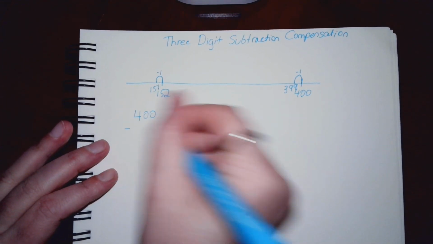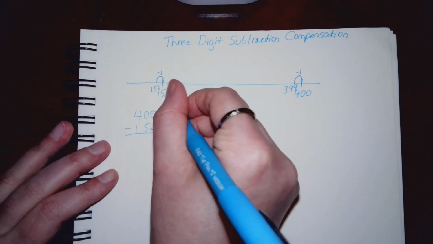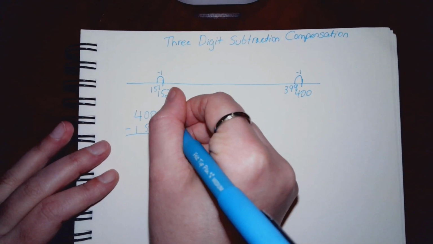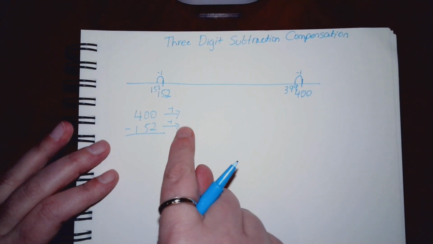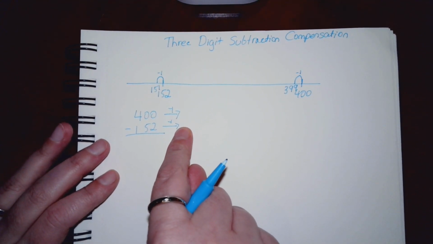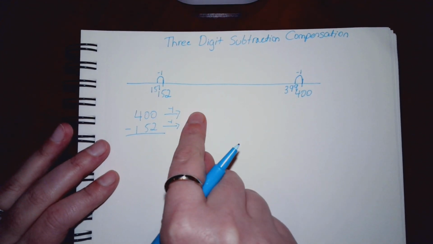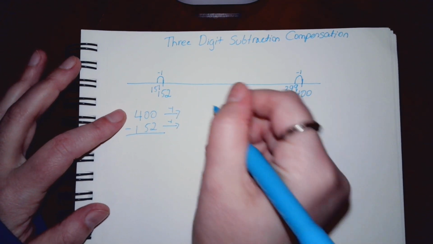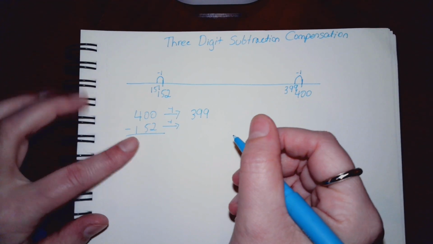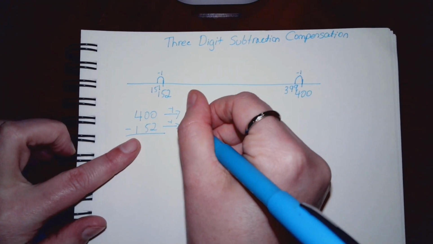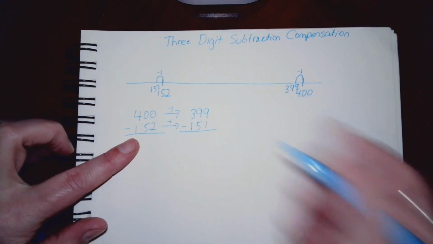400 minus 152. So what I'm going to do is show that I'm taking one away from each. Make sure when you write this problem over here, you remember you need a subtraction sign in here, but your numbers still have to be stacked. So leave a little bit of space. What number comes before 400? That is 399. What number comes before 152? That is 151. Now I'm going to subtract those numbers.